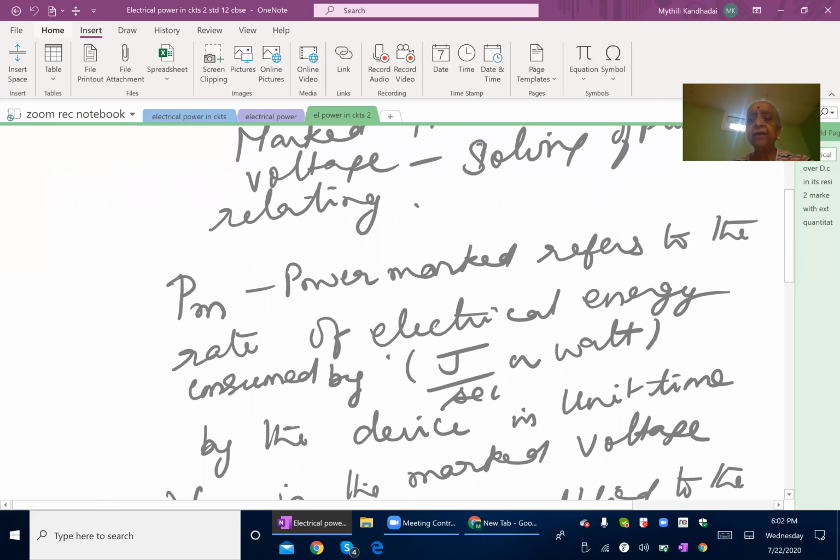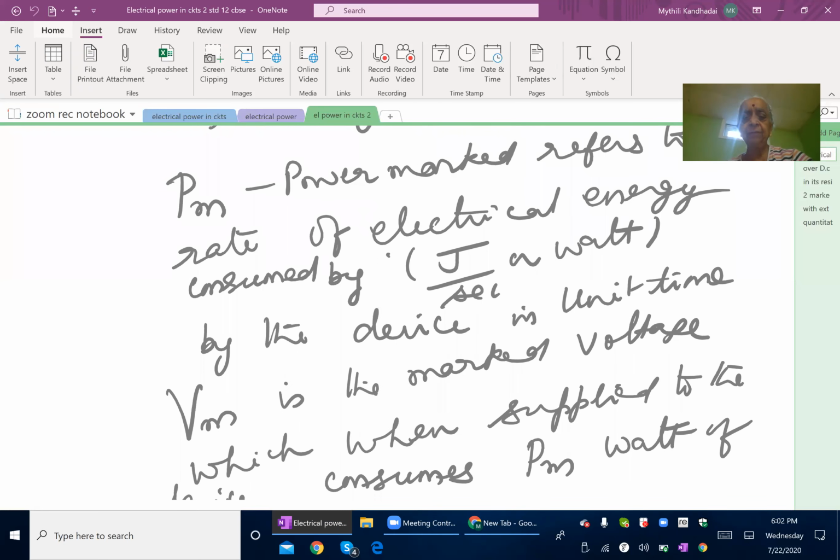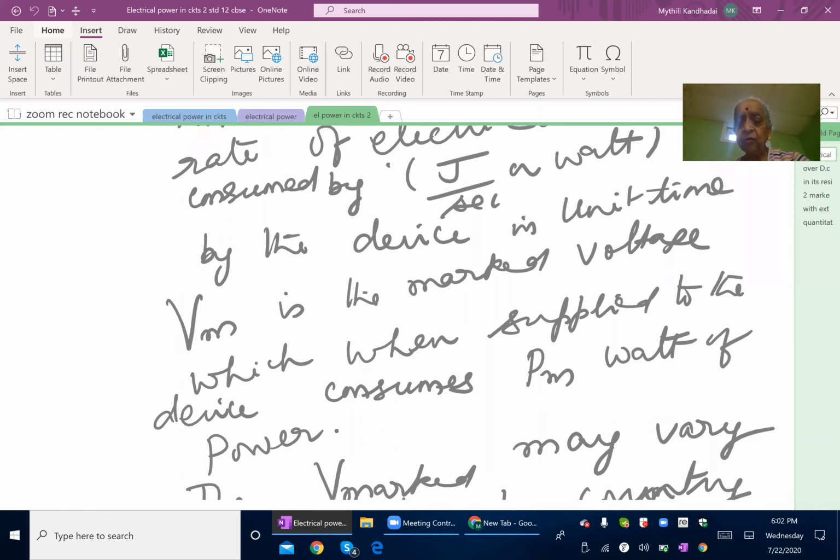Now, power marked refers to the rate of electrical energy. Rate of electrical energy means energy consumed in 1 second, in unit time, or in other words, the wattage of the bulb, like 100 watts or 60 watts, as the case may be, by the device in unit time. Vm is the marked voltage, which when supplied across the device, the power consumed will be the same as power marked.